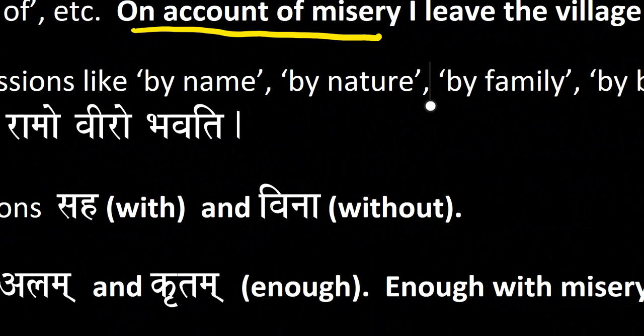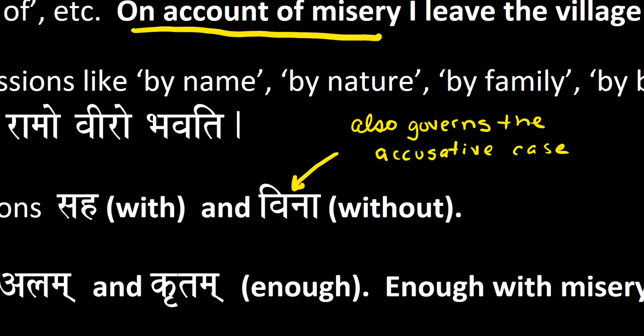Now, vina, we already went over this. This is also a preposition that governs the accusative case. So if I wanted to say without the servant, I could say vina dasam, or I could say vina dasena. The meaning wouldn't change. As long as you have your noun agree either with the accusative case or the instrumental case, it should be just fine.